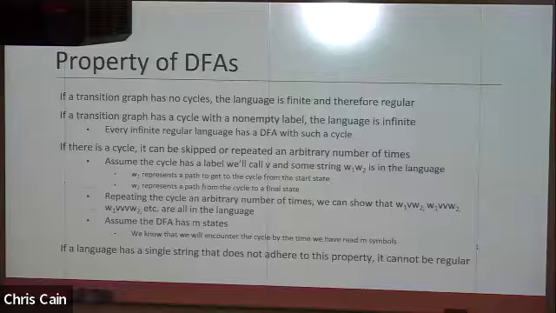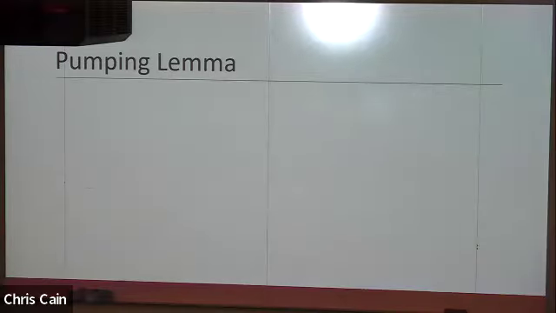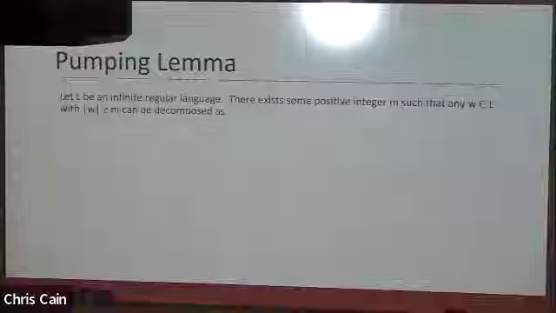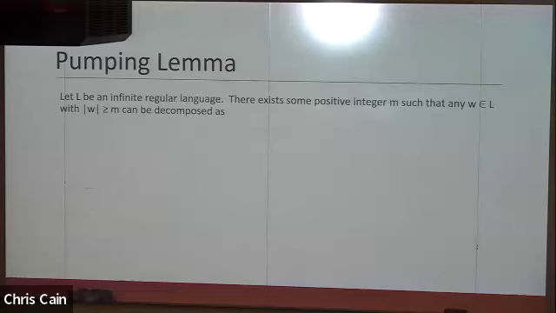So let's dive into the actual technical proof of exactly how you're going to do that, and then I'll get you some examples. As with many math proof types, you want to start by saying, let L be an infinite regular language, or L is the query language that we are looking for. We will say there exists some positive integer M, that is the number of states in a DFA that you could construct that represents L.